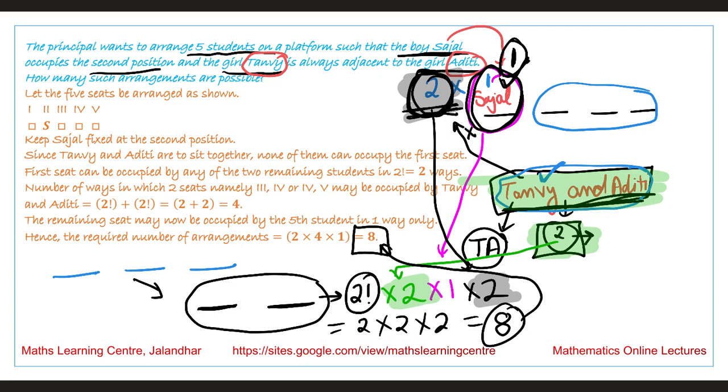Now if Tanvi and Aditi are one entity, it means we have 2 seats left. We are reducing it to this case: either we can have Tanvi and Aditi over here, or over here. So the number of ways now is 2 factorial. So the total number of ways we obtain is 2 into 2 into 2, that is equal to 8.